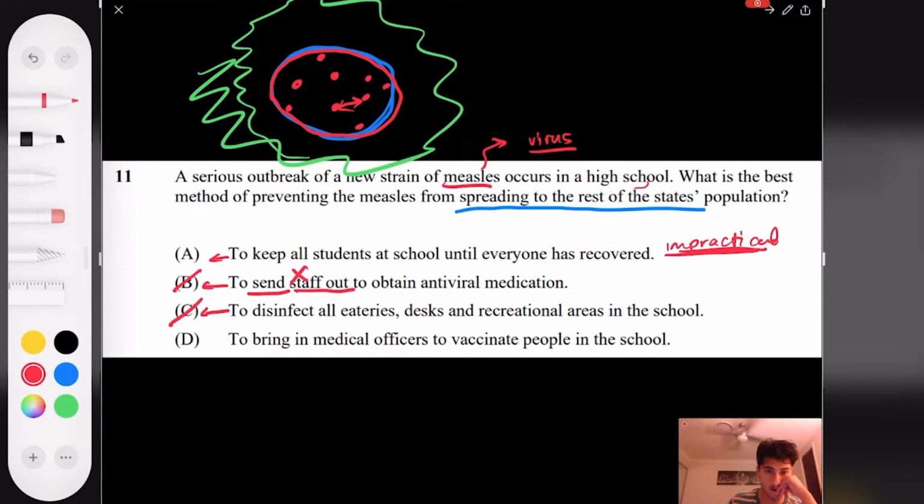To bring in medical officers to vaccinate the people in school. Now, superficially, it looks like a really good answer. But actually, it is not. Can anyone tell me why? Because the question asks how to prevent it from spreading to the rest of the state. And if you are infected, we don't jab you when you're infected. If someone has COVID, we don't go, here, have the Pfizer before everyone else. There's no use because their body is generating active acquired immunity in that process. There's no need to give them the mRNA for a COVID spike protein. Does that make sense to all of us?